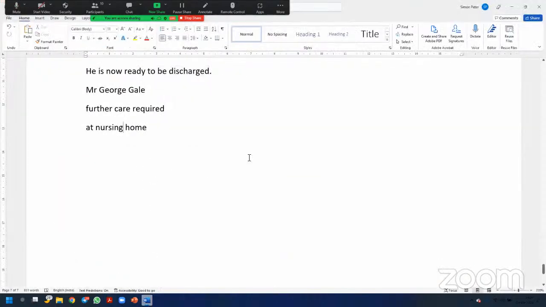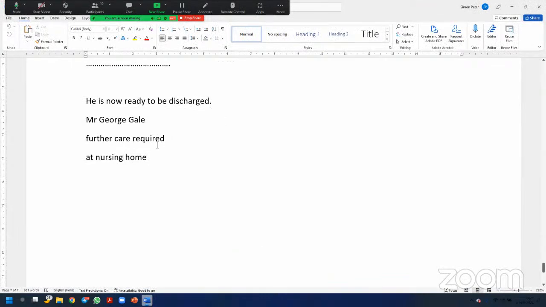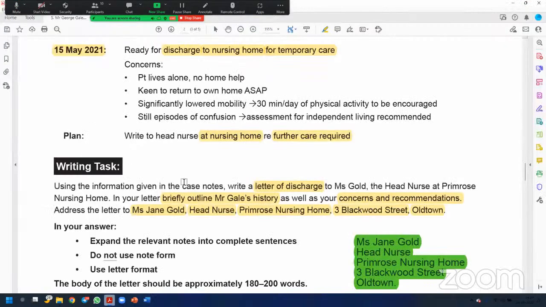So there you are. He is now ready for a discharge, ready to be discharged. Discharged. Discharged to. It's called discharge to.